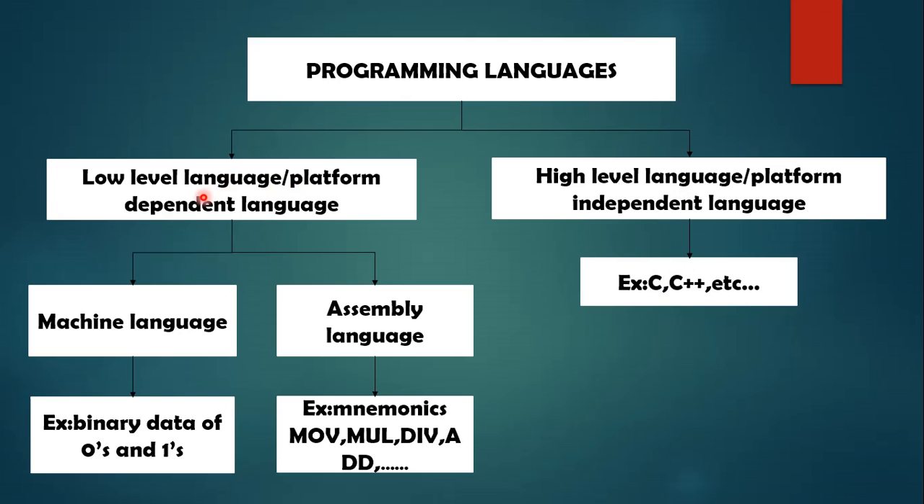Low-level language is a platform-dependent language. Means if we write a program for a particular microprocessor, that cannot be used for another type of microprocessor. It is again classified into two types: machine level language and assembly level language. Machine level language is completely machine understandable language of binary data of zeros and ones. Assembly level language is an intermediate language which uses meaningful English words called mnemonics. However, all the languages must be converted into machine level language for the microprocessor. This concept is very important while we are writing a program for microprocessor.